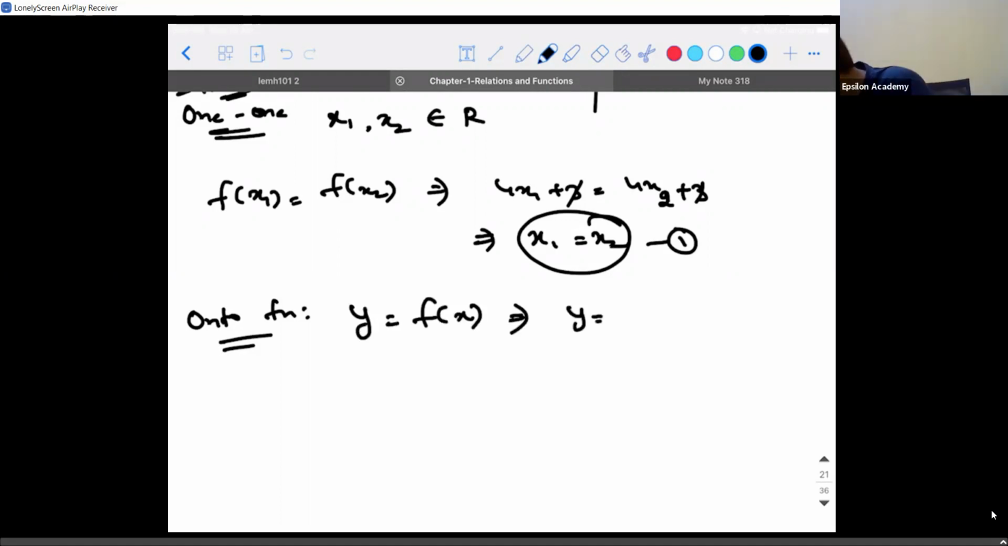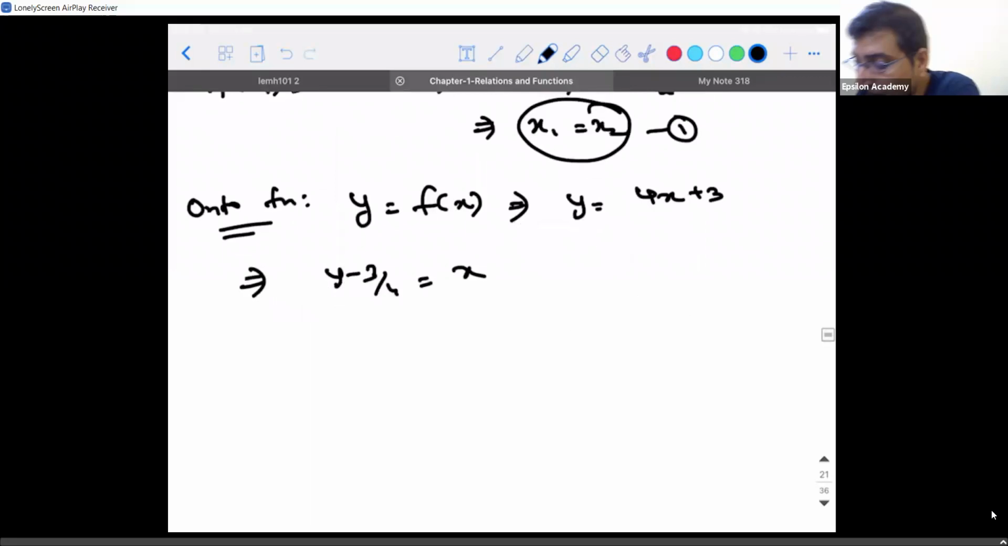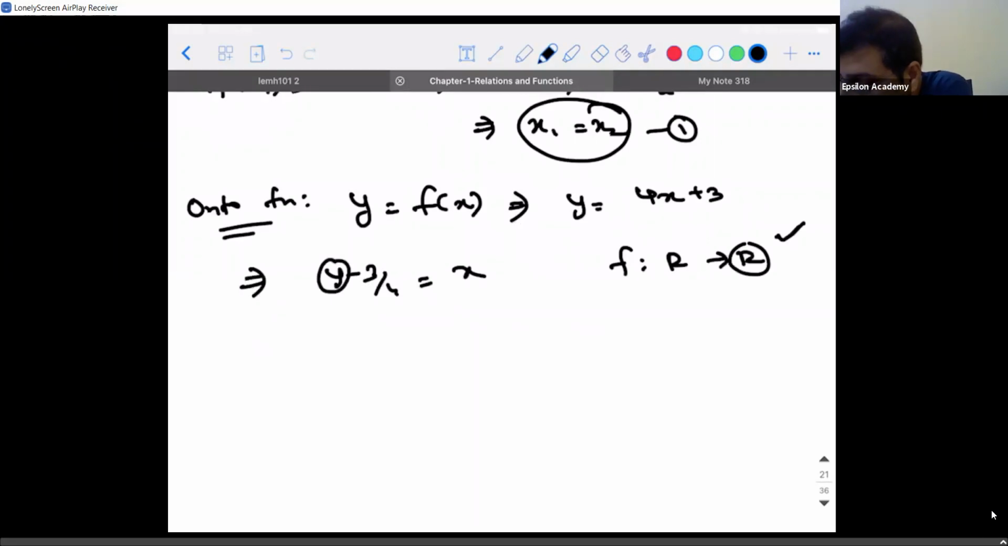So y minus 3 by 4 is equal to x. Now, for it to be an onto function, what are the domain and codomain they have given? f is mapped from R to R. It means I need to check whether every value in the codomain has a pre-image. If I substitute every real number here, am I going to get a real number? Yes, you are going to get, because x is y minus 3 by 4, which is also a polynomial function. So it is also an onto function.